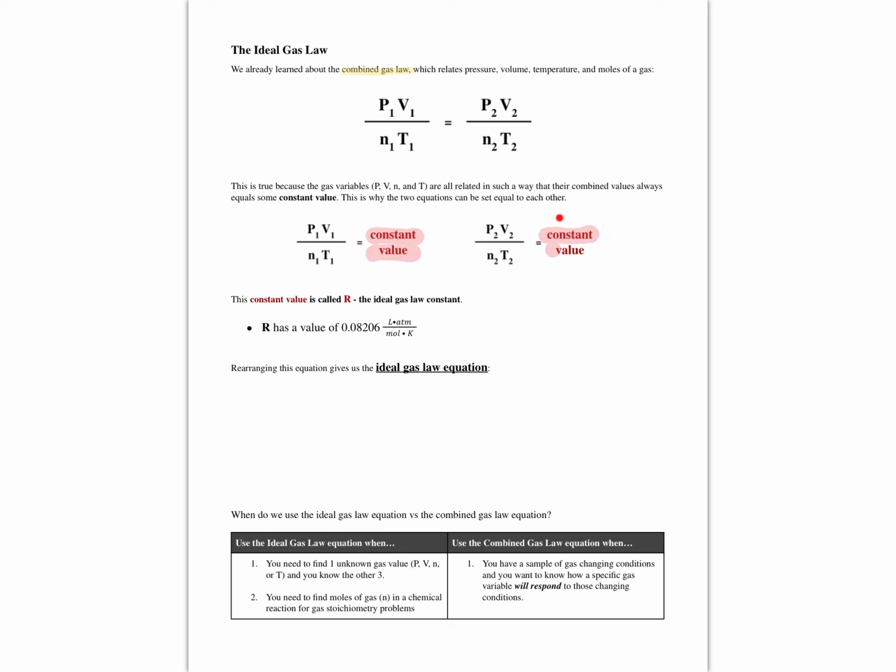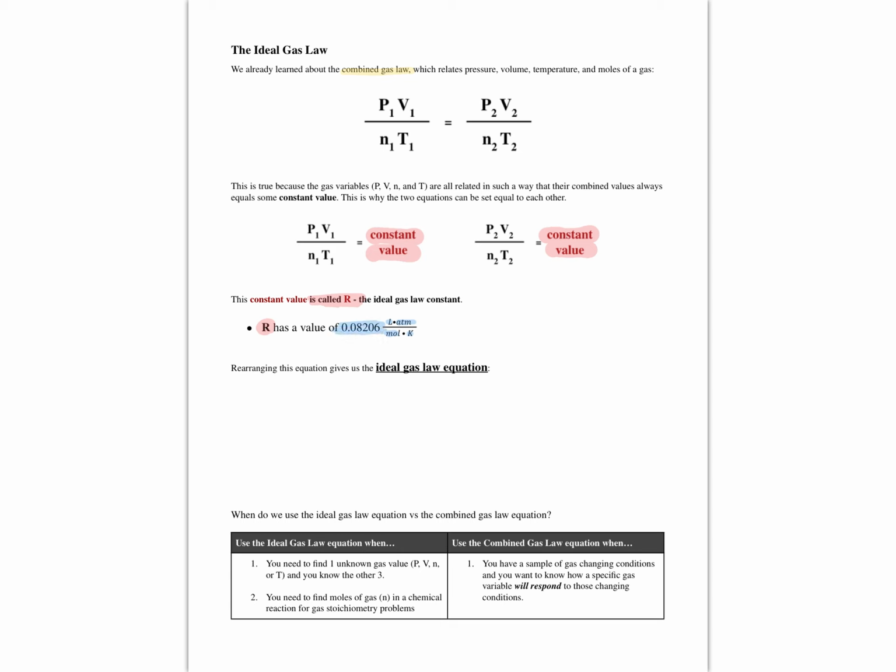Well, it turns out you can solve for that constant value, and that constant value is called R, the ideal gas law constant. Now, R will change slightly based off of the units for pressure and volume and temperature, but when our pressure is in ATM, our volume is in liters, our amount is in moles, and our temperature is Kelvin, R has a constant value of 0.08206.